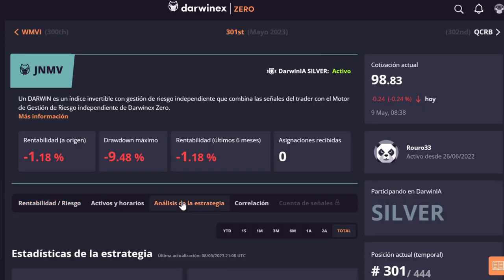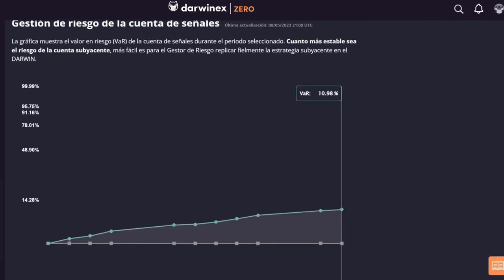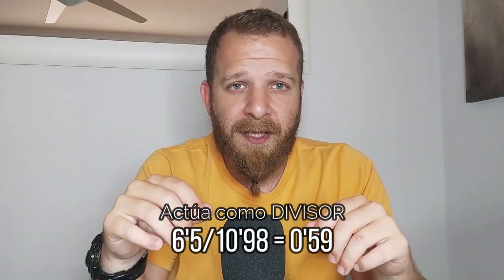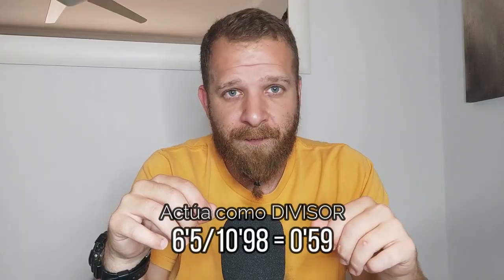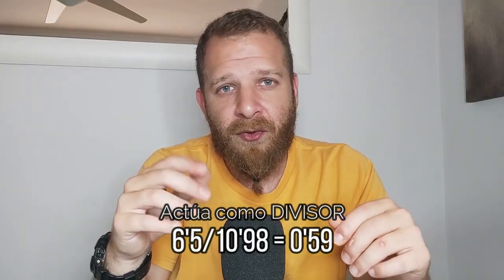As you can see, the underlying strategy of this Darwin is working with a 98% VaR, above the 5%. This means that the trader is assuming more risk than the ideal, so the risk engine, to decrease that 98% to a target risk of 5%, will multiply the leverage that the trader is using by a number less than 1, that is, it will act as a divisor. The calculation would be as follows: 5 divided by 98 equals 0.05. Therefore, his multiplier, although we can't see it, is probably around 0.05.